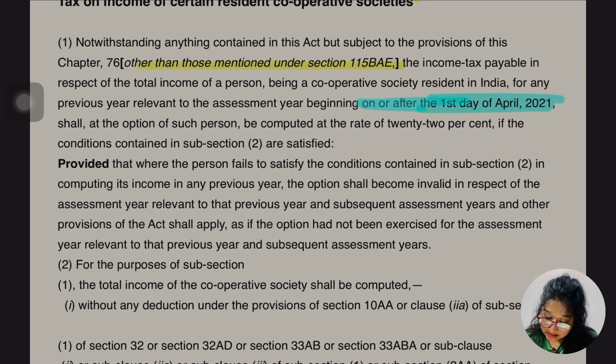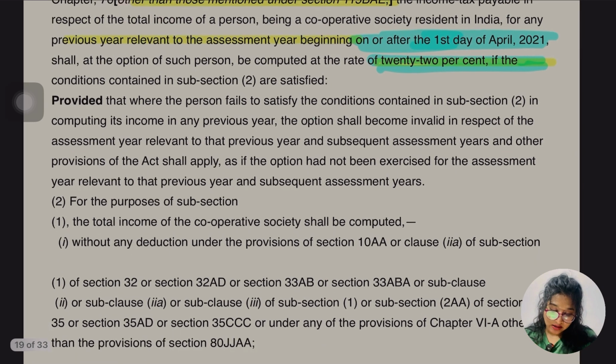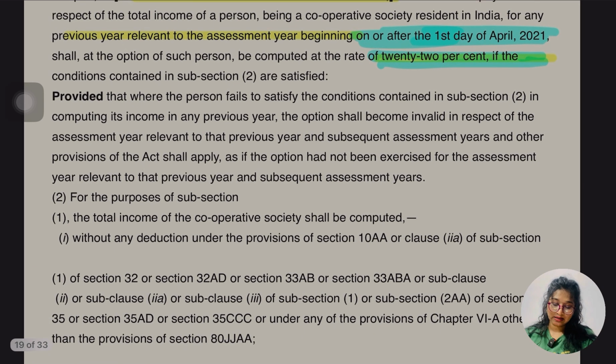So they are saying, for any previous year relevant to the assessment year beginning on or after 1st April 2021, shall be computed at the rate of 22%. How much percent? 22%. Okay, hope this part was clear. And the conditions contained in subsection 2 are satisfied, provided that where the person fails to satisfy the conditions contained in subsection 2 in computing income in any of the previous years, the option shall become invalid.